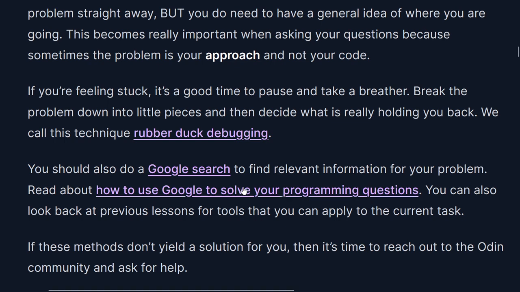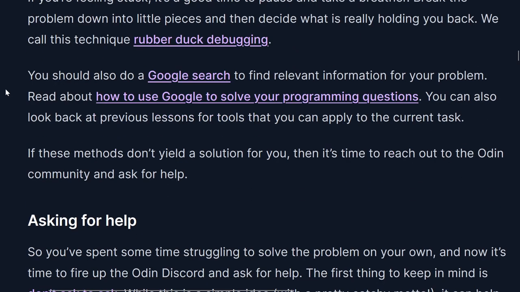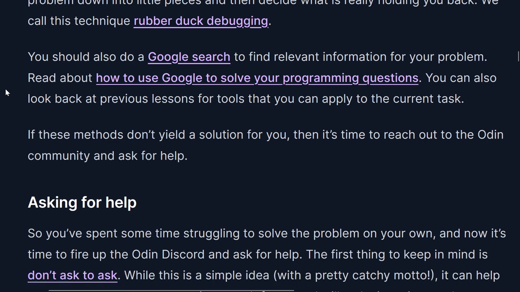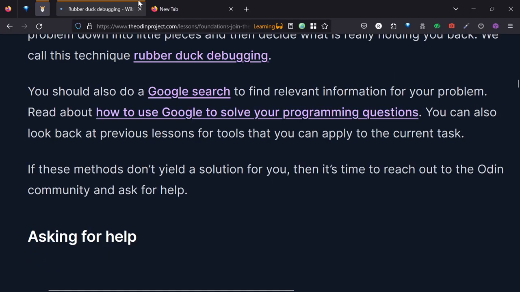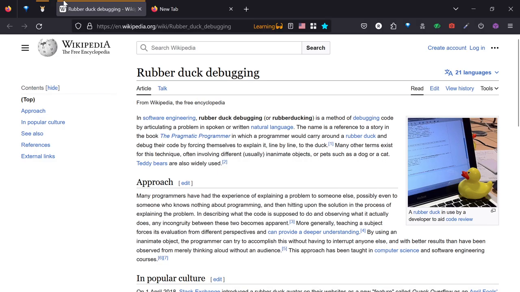So I've already bookmarked this link, rubber duck debugging. Also, yeah, I got stuck with that example of the XY problem. So I used rubber duck debugging. If you have watched my previous video, it was a practical example of someone getting stuck there. So let's get back to the project.